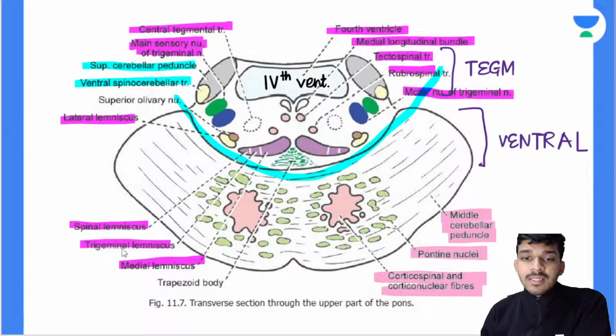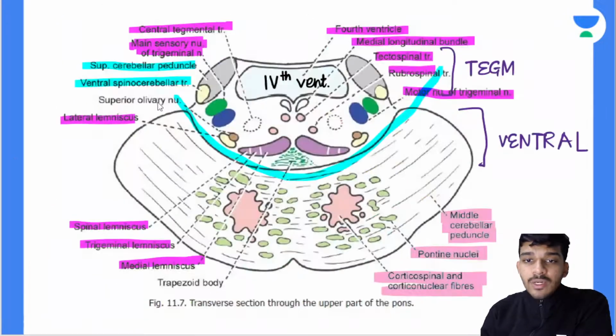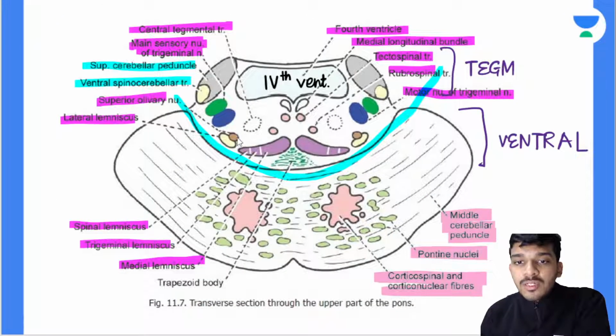So medial lemniscus, trigeminal lemniscus, spinal lemniscus, lateral lemniscus. Okay? We had drawn it in this order only. Medial lemniscus, trigeminal, spinal, lateral lemniscus. Okay? Apart from that, related to the lateral lemniscus, you had the superior olivary nucleus, and you can see in this diagram the superior olivary nucleus is related to the lateral lemniscus. Okay? So we have covered all the labelings.